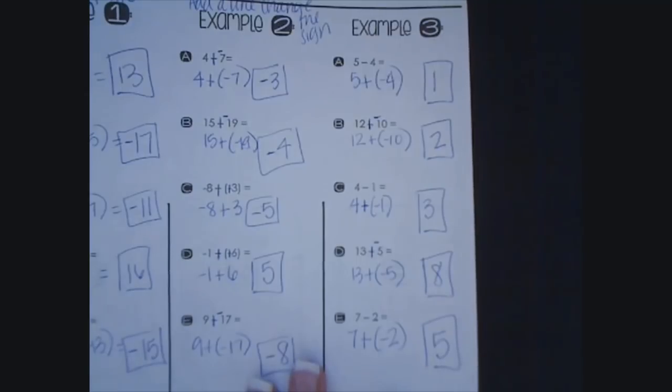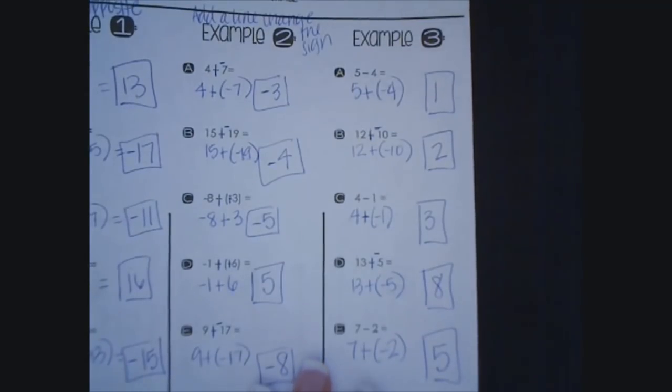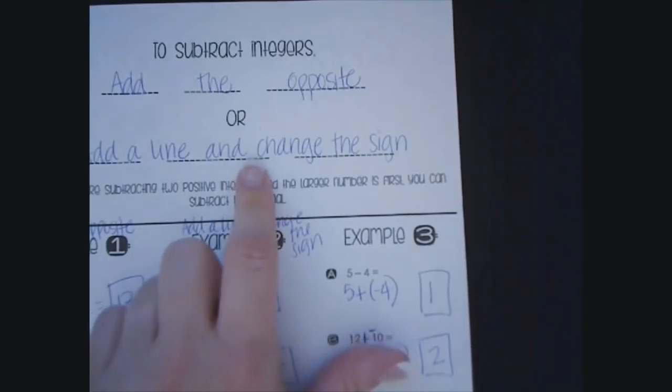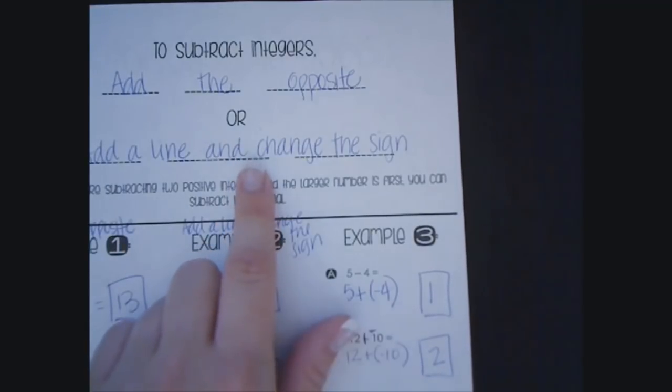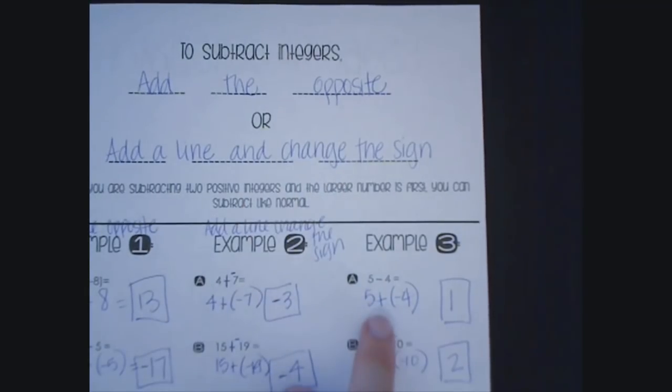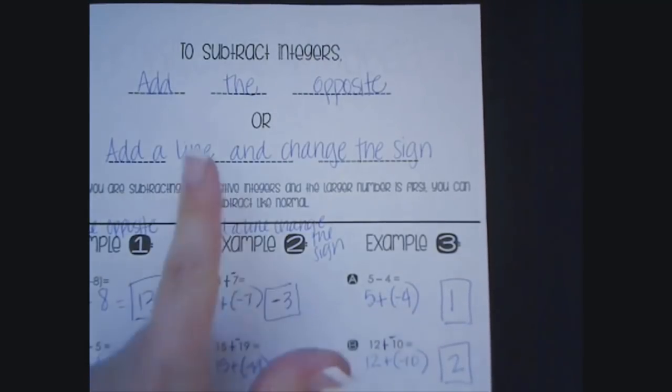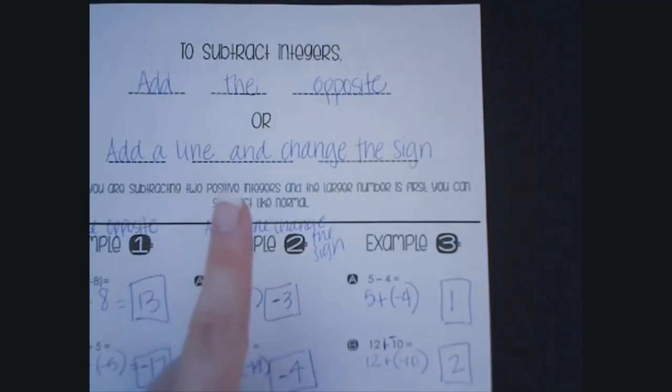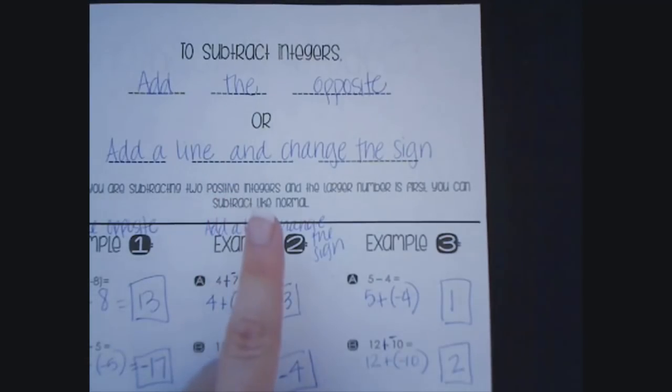All right? So when subtracting, your goal is to change it to an addition problem so that you can use your rules of addition. You can do that by adding the opposite or add a line and change the sign. Whatever works best for you, whichever one you can remember. Your goal is to change it to an addition problem so that you can use the rules for addition to find your answer. Okay? Add the opposite or add a line and change the sign. All right.